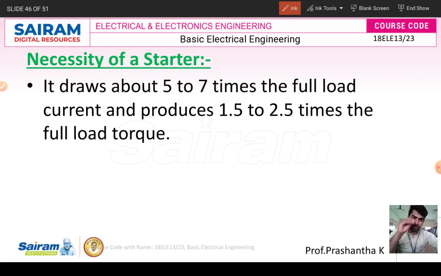If the rotor resistance is less, what happens? Definitely it draws more current, 5 to 7 times the load current. What does 5 to 7 times mean? Suppose our induction motor's rated current is 5 amps or 10 amps. In our laboratory we have a 10 amp induction motor. If it is 10 amps, at the time of starting, if you give power supply directly, it draws more than that, like 5 to 7 times, because there is no back EMF and no rotation in the rotor.